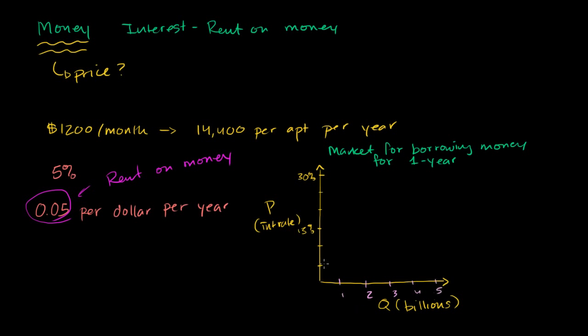And so you can imagine, let's first think about the demand curve. And we could think of it as a marginal benefit curve. Those first few dollars that are out to be lent, there's someone who's going to get a huge marginal benefit of it.